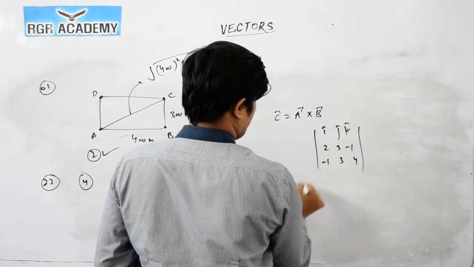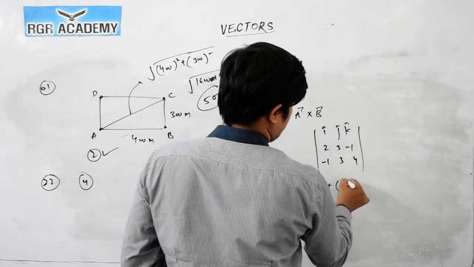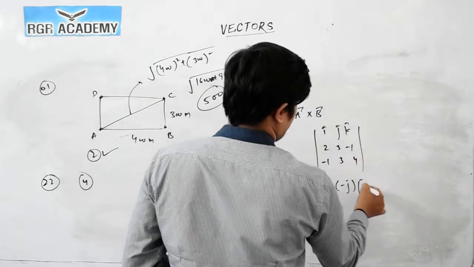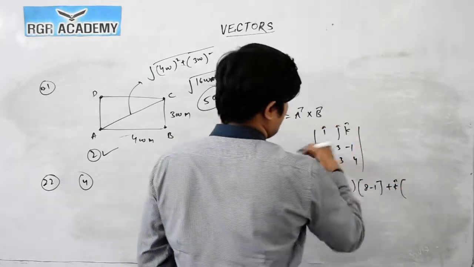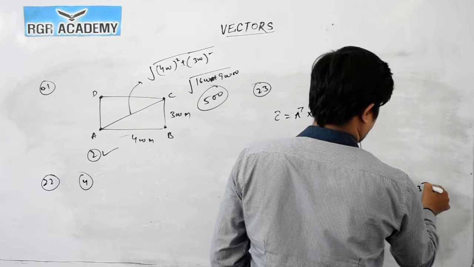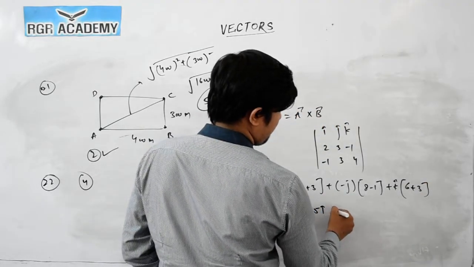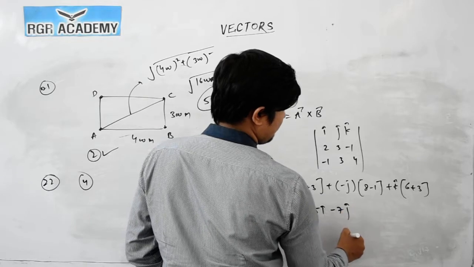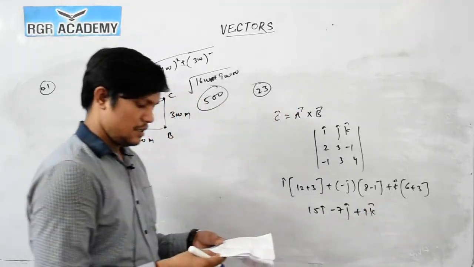So I cap, 12 plus 3, plus minus J cap, 8 minus 1, plus K cap. So it will be equal to 6 plus 3. So this will be equal to 15 I cap minus 7 J cap plus 9 K cap. This is the vector.